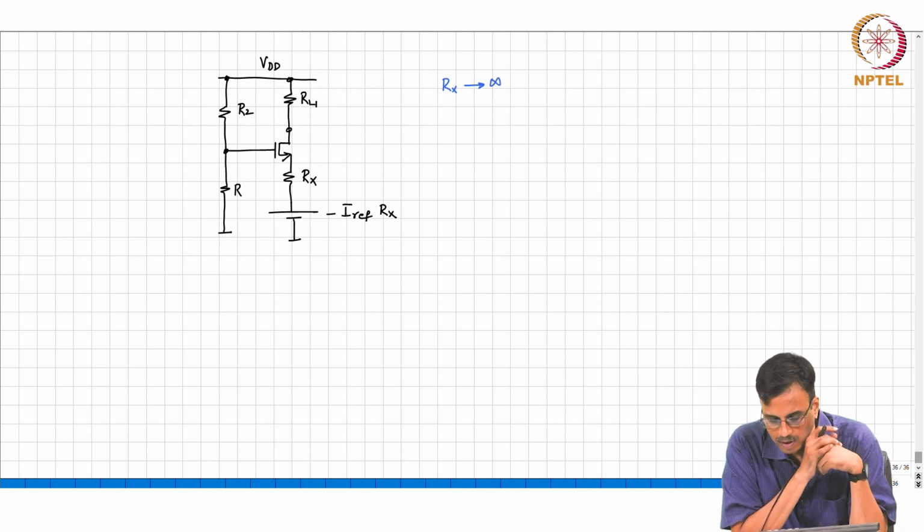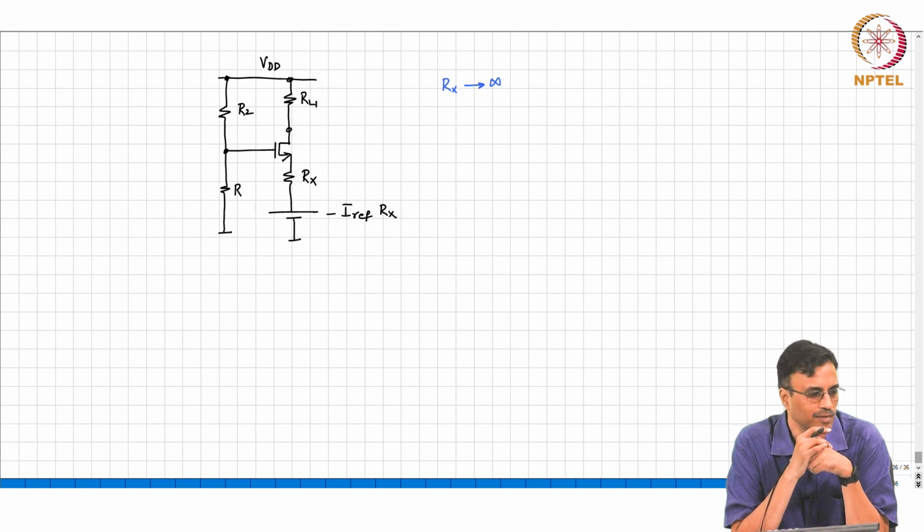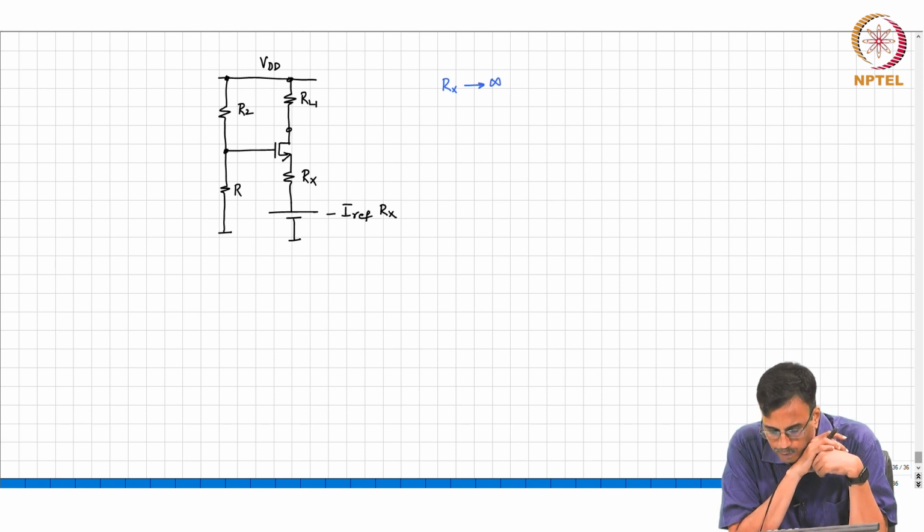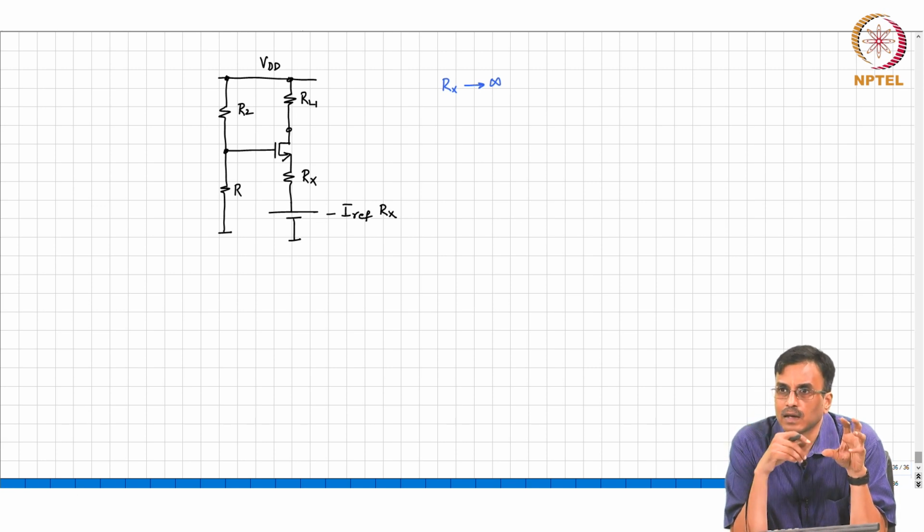Okay. So of course, we can't get Rx as infinity; in reality we will say Rx is large, right. So, what have we therefore done? We have replaced a current source with a large resistor and a large negative voltage source, correct.